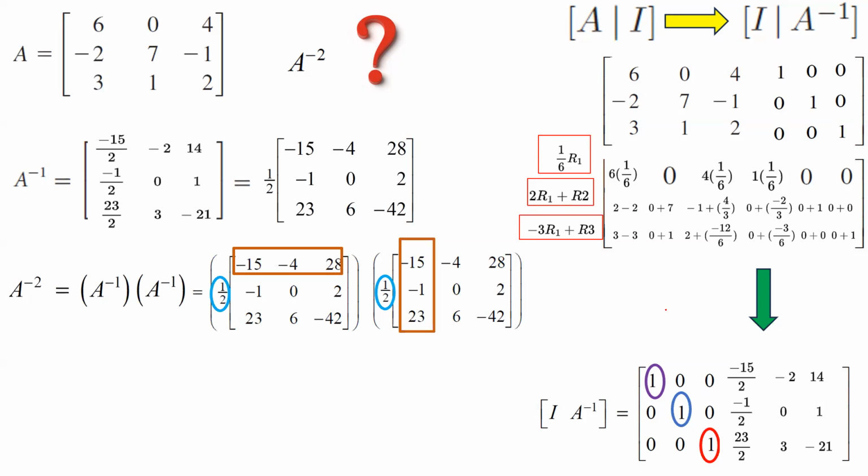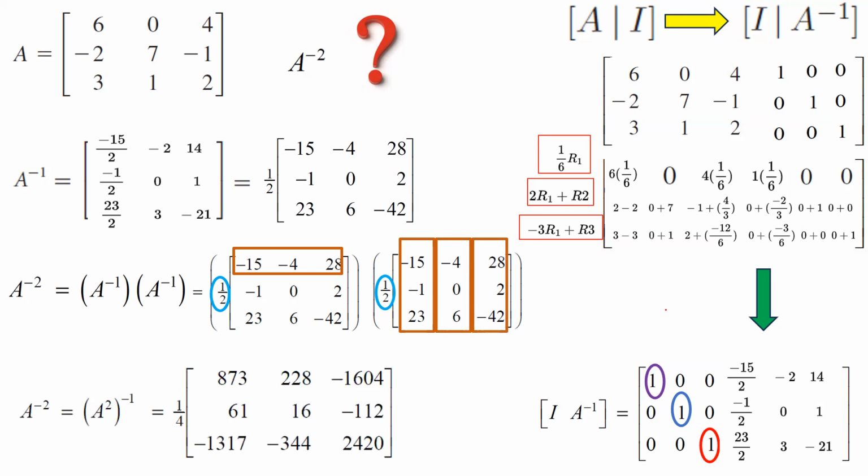So remember that now you have to do the dot product: the first row, first column, first row, second column, first row, third column. Your matrix becomes 1/4, because a half times a half is a fourth. And then the product of negative 15, 4, 28, negative 15, negative 1, 23 is 873. And as you know, you have the dot product between the first row with each column. And these are the entries of the new matrix on the first row. You're going to do the same thing for the second row and the third row.